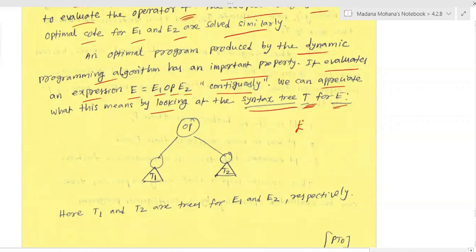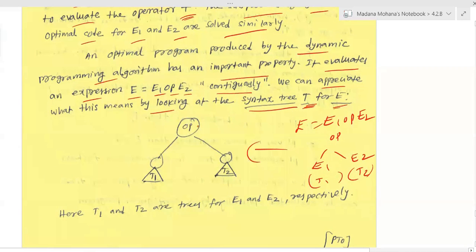Now generally, E equal to E1 OP E2, what do we have to do? In the syntax tree, OP is the interior node, the left child is E1, the right child is E2. For the E1 tree, we will call it T1. For the E2 tree, we will call it T2. The same is represented here. So OP labels the root, then the left child is E1, that tree we named T1. The right side E2 subtree is named T2. Here T1 and T2 are the trees for E1 and E2 respectively.